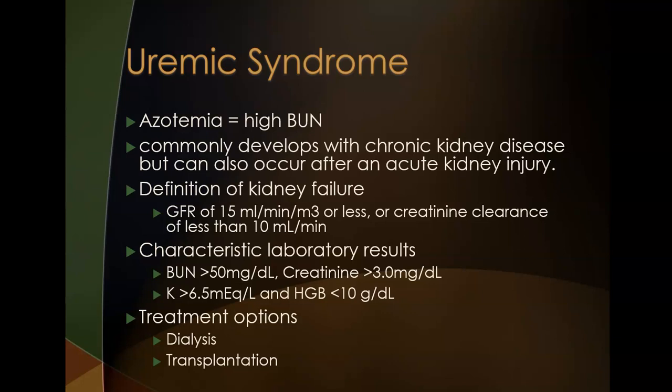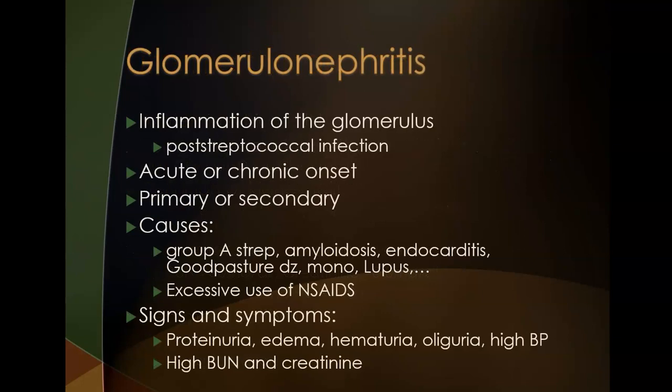If you think about it this way, the kidneys are failing, so they're not excreting the waste products, which are BUN and creatinine. Aldosterone really has no effect because the kidneys are failing, they're not working. So you're not dumping potassium anymore, and potassium will accumulate in the blood. And the cells that normally produce erythropoietin are not working, so your hemoglobin is going to drop because your amount of red cells is going to drop. So those are the characteristic lab results. The treatment options are dialysis and transplantation.